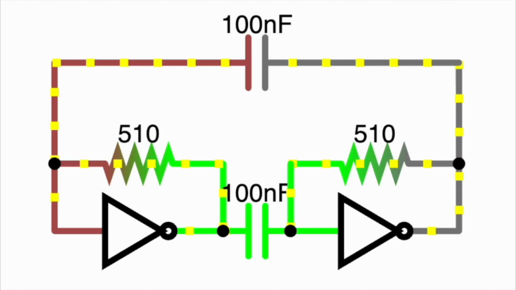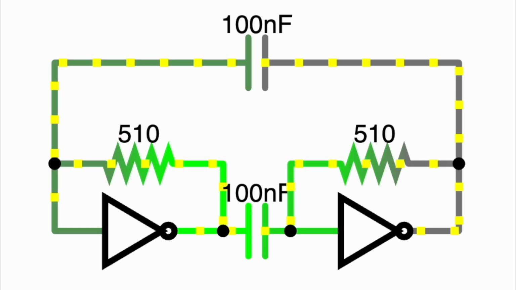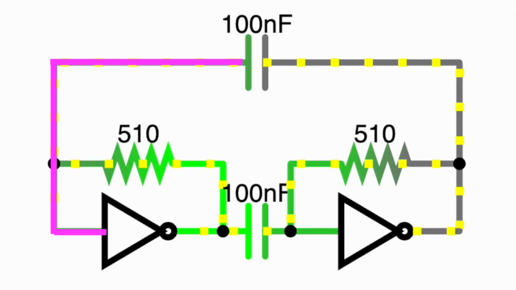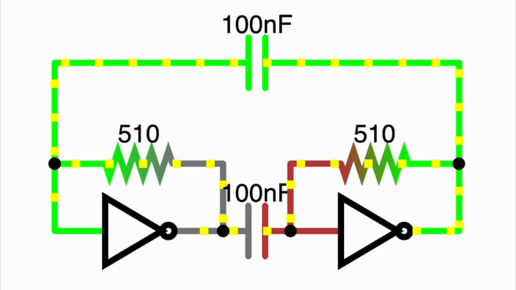Initially, N1's output will be high, allowing voltage to flow through R1 and ultimately to this capacitor. Over time, this capacitor will charge up, causing voltage across that wire to increase. Once the voltage reaches a certain threshold, it will trigger the inverter, flipping its output to low. In fact, this measured value was 2/3 of the source voltage.